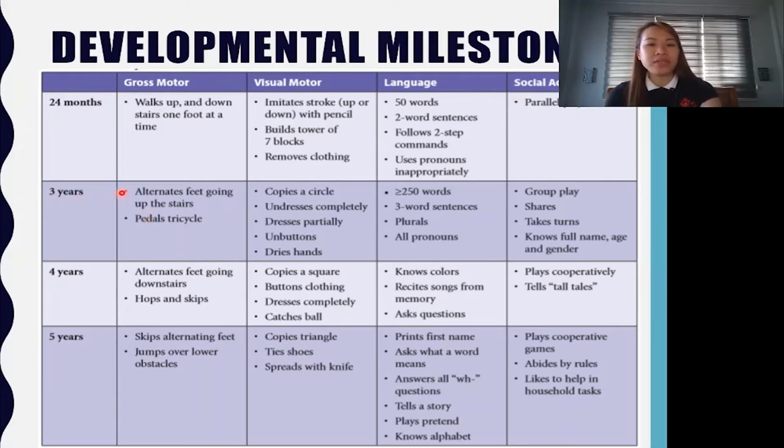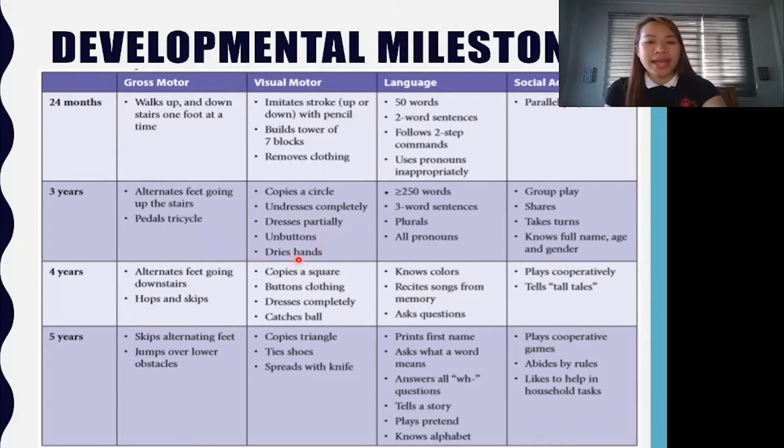Okay, now 3 years old. When we say 3 years old, now they can already go up the stairs with alternate feet. And they can pedal a tricycle. Of course, this is not the tricycle na pampasada. Okay, tricycle, because it has 3 wheels, it means meron siyang balancer. Next, they can copy a circle. They can now undress completely. And they learn how to dress partially. So after learning how to remove your dress or clothing, now you will also learn how to put on clothing.